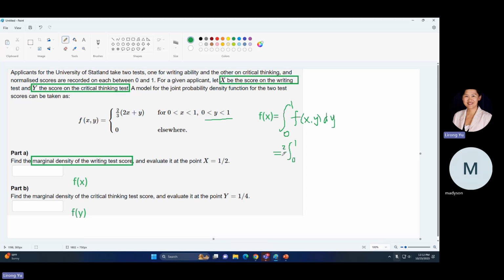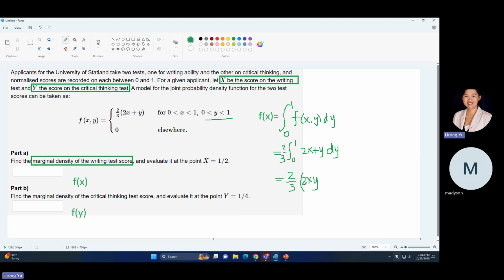Let's bring the 2/3 to the outside. We'll integrate 2x plus y dy. Okay. Having more than one variable makes it a little hard sometimes because we have to keep track of the variables. For example, when you're integrating 2x dy, realize that the variable is y, so 2x is really a number. If you're integrating a number, all you have to do is multiply. Think about 2: integrating 2 dy, the answer is 2y. So integrating 2x dy, the answer is 2xy. That's the antiderivative for the first part.